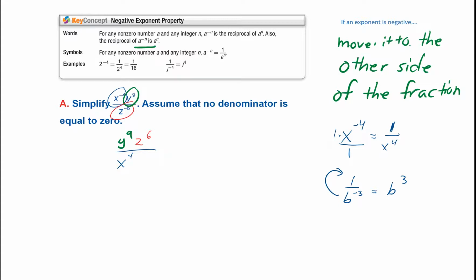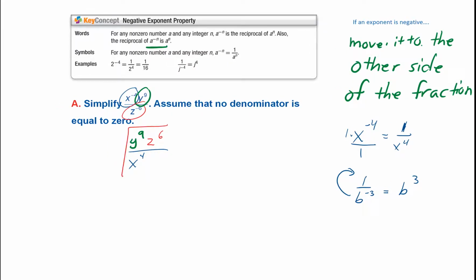Let's see, any variables with the same base that we can combine more? Nope. Any negative exponents? Nope, we dealt with that. So there we go. Simplified.